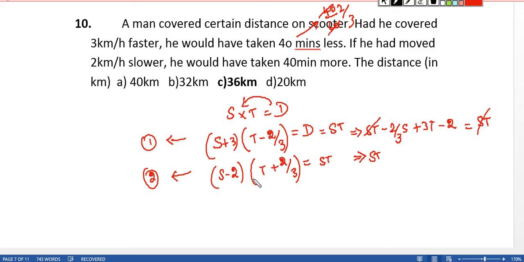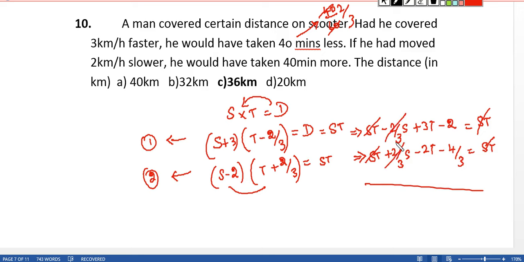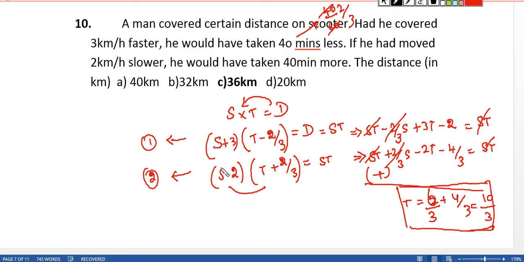This is s into t plus 2 by 3s minus 2t minus 4 by 3, which is again equal to speed into time. So this and this get cancelled. So we have two equations, and if I add these two equations, these two terms get cancelled, and I'm left with t is equal to 2 plus 4 by 3. This is nothing but 6 by 3 plus 4 by 3, so this is 10 by 3. This is the time taken. Time taken is 10 by 3.